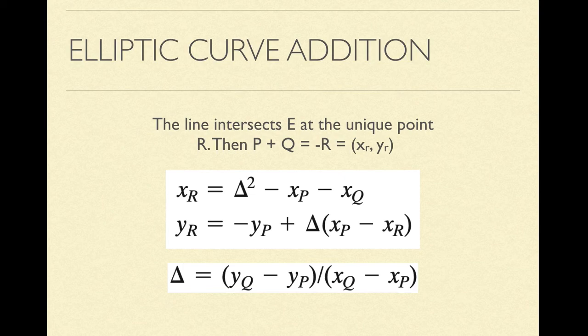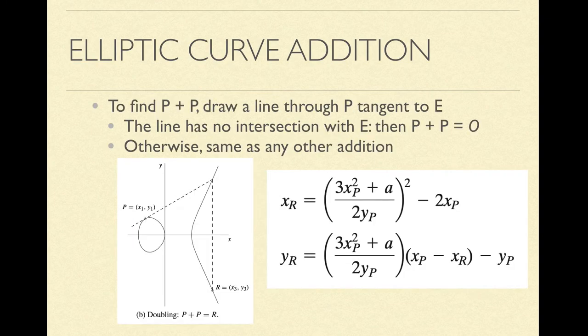You can solve for P plus Q algebraically. This is the case where the straight line between P and Q intersects at that unique point R. In that case, the slope of the line is this delta, and that's just simple rise over run: y sub q minus y sub p over x sub q minus x sub p. And those are the equations that you would solve for x sub r and y sub r. We're going to run through an example later.